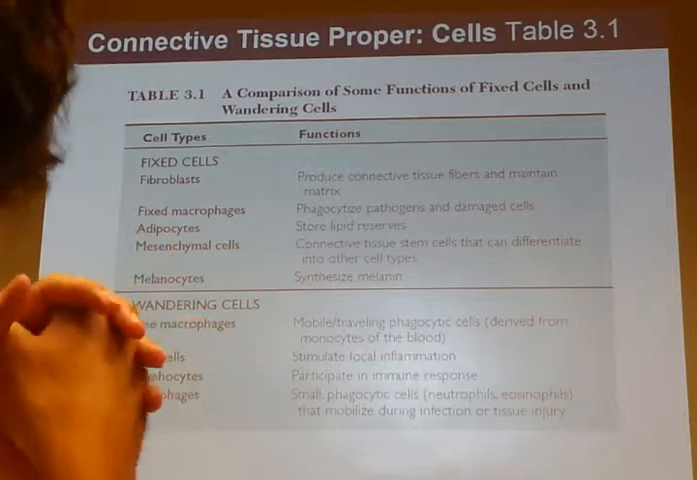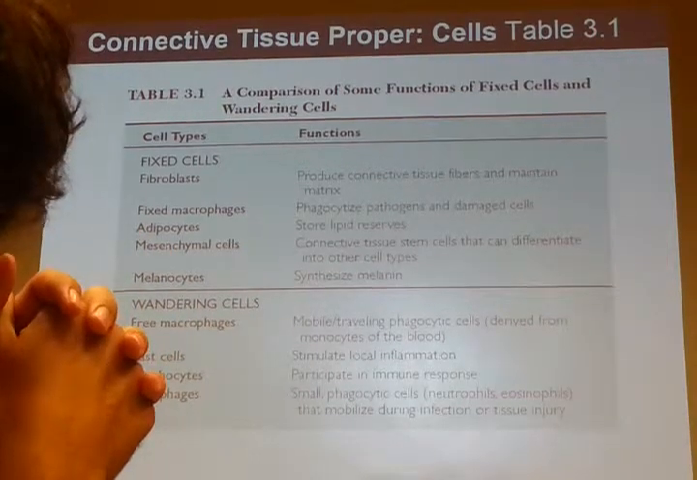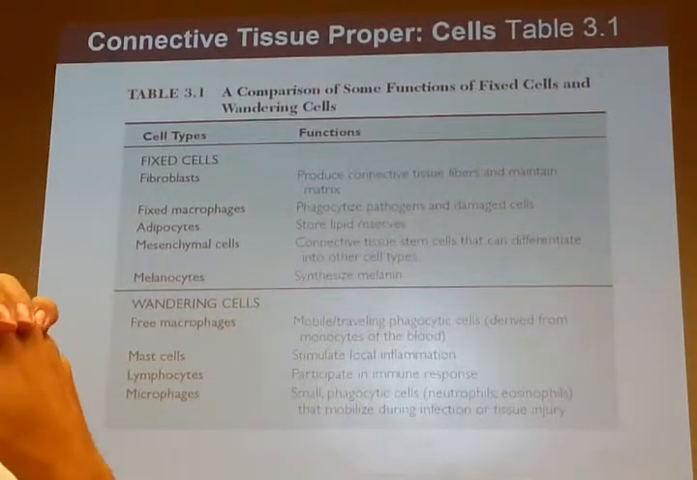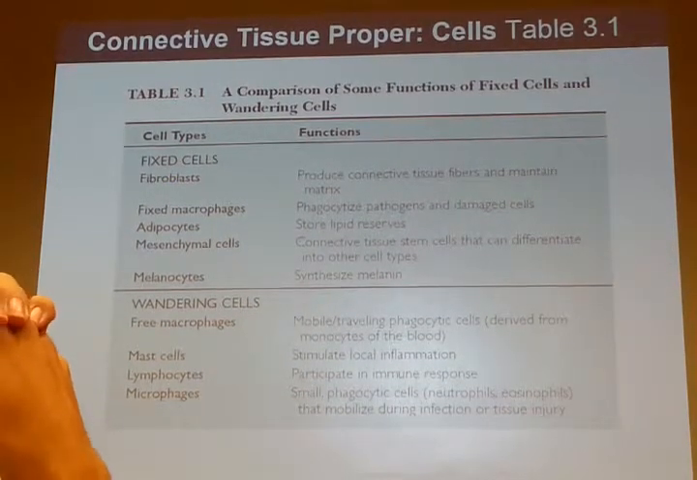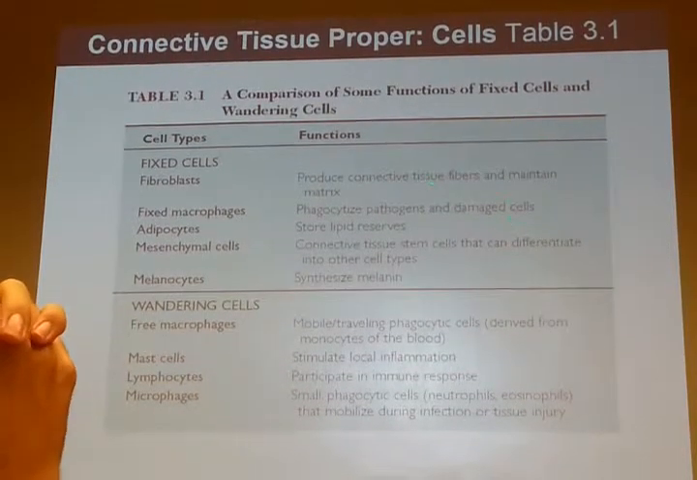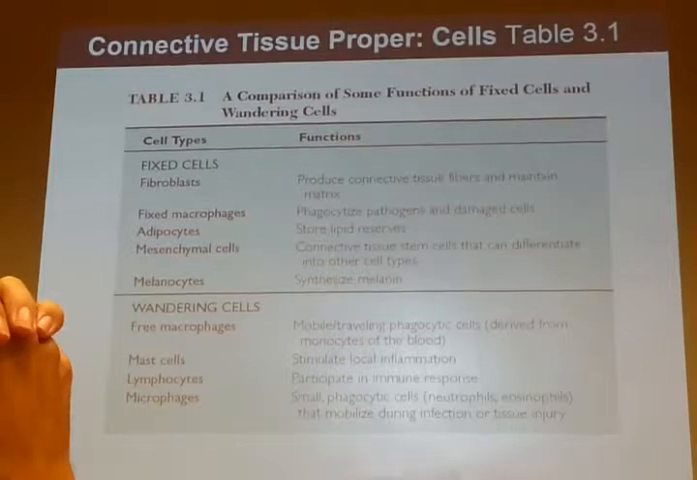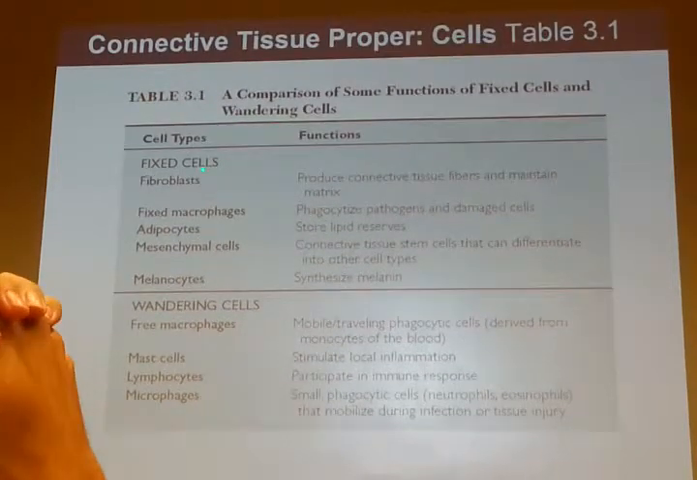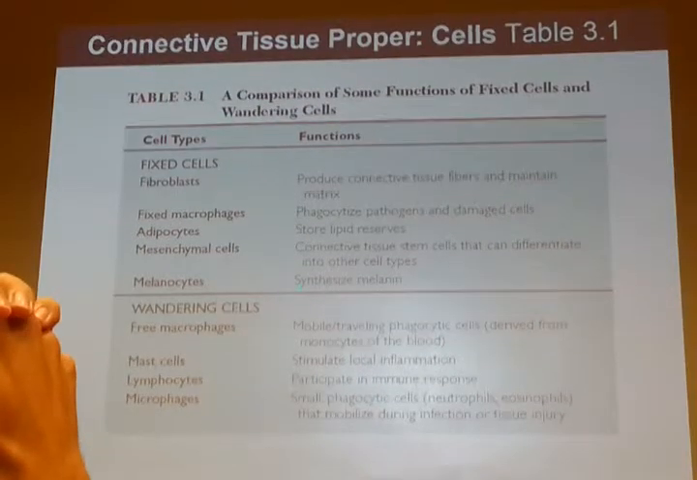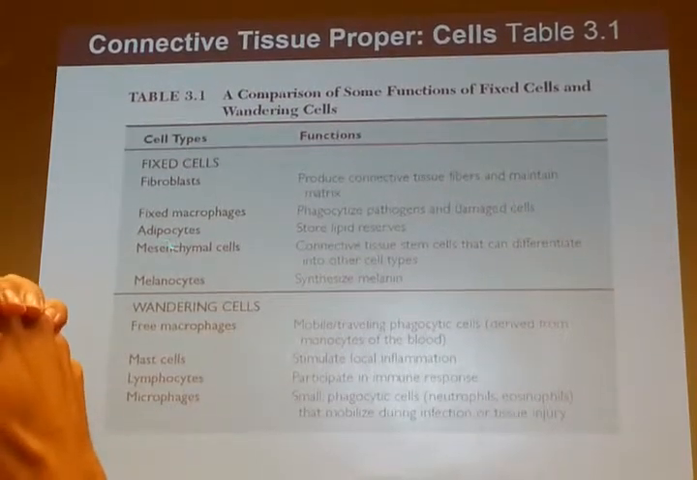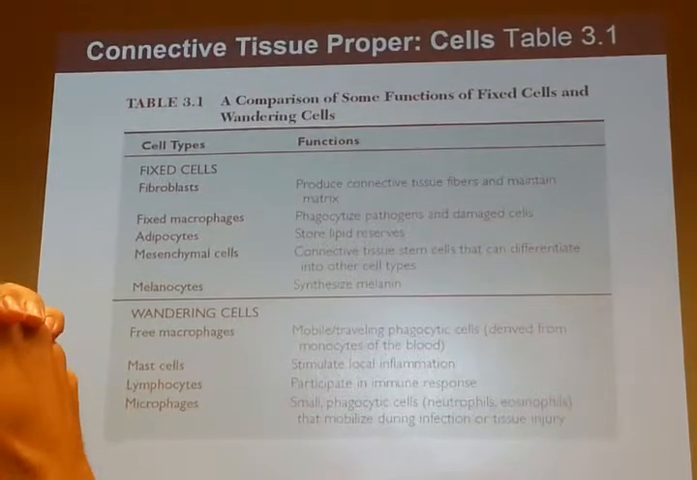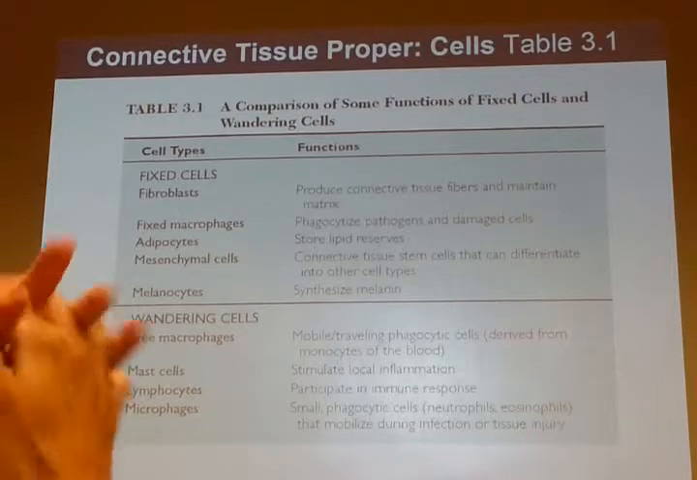So wandering cells come in to help to fight infection. Sometimes they wander through, no infection, they go on out. The fixed macrophages will stay there. They're going to phagocytose the pathogen, maybe damage cells in the area, and clear out the rubbish. Fibroblasts are going to secrete the proteins. And your mesenchymal cells are going to then differentiate into other types of cells. Mesenchymal, we found out, were the embryonic cells.